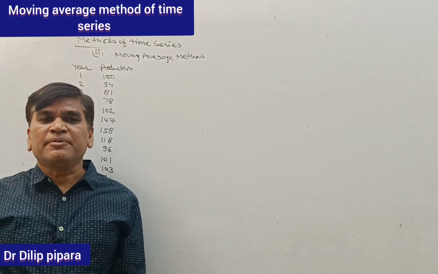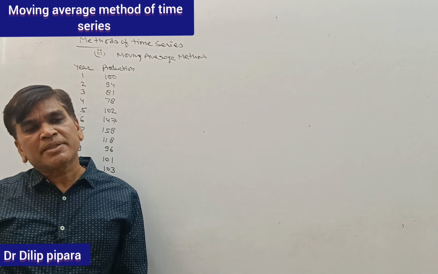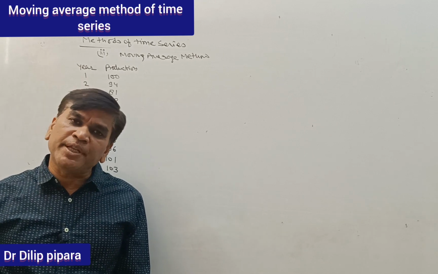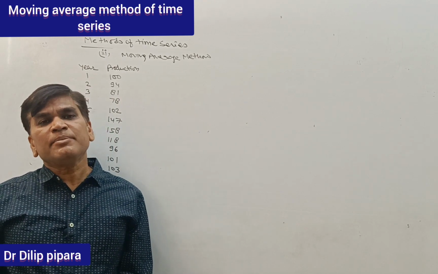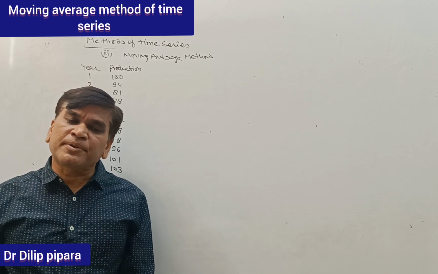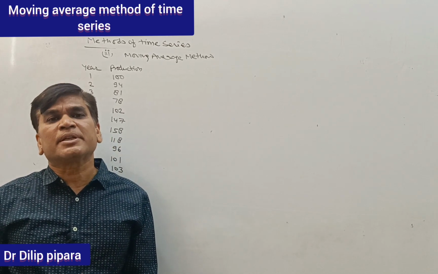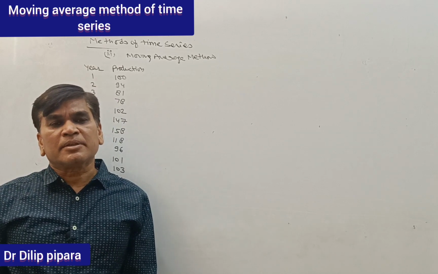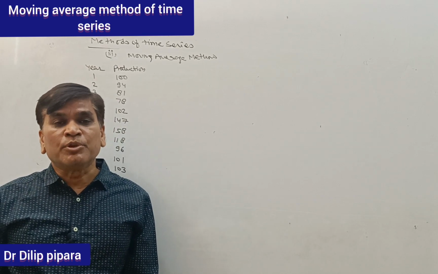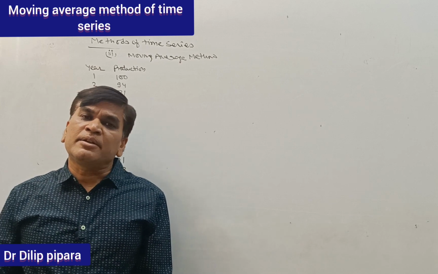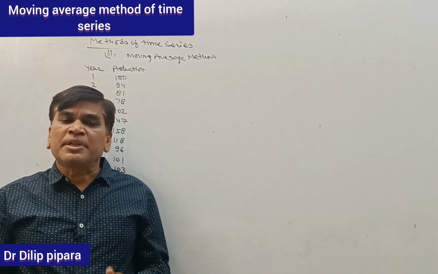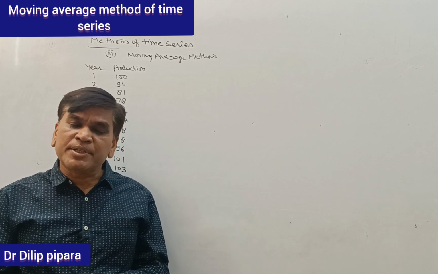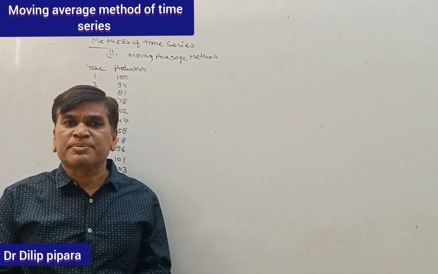In time series, we have discussed two methods to measure the time series. The very first we have learned about is the freehand curve method, and the second method we have learned about is the semi-average method. In today's video, we will learn a new method related to the time series, that is called the moving average method. In the semi-average method, we divided the series into two parts and got the average of the first part and the average of the second part.